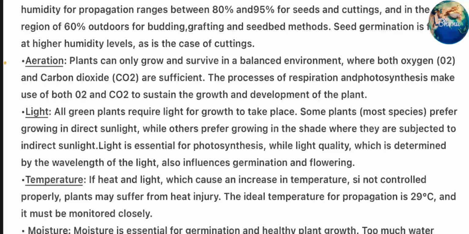Aeration. Plants can only grow and survive in a balanced environment where both oxygen and carbon dioxide are sufficient. The processes of respiration and photosynthesis make use of both oxygen and carbon dioxide to sustain the growth and development of plants. Light. All green plants require light for growth to take place.